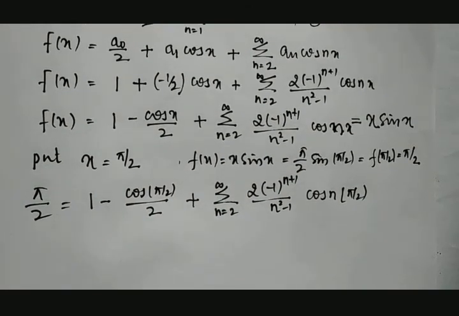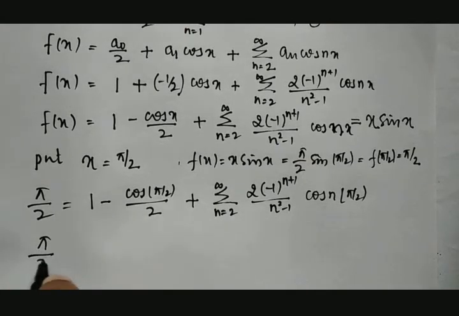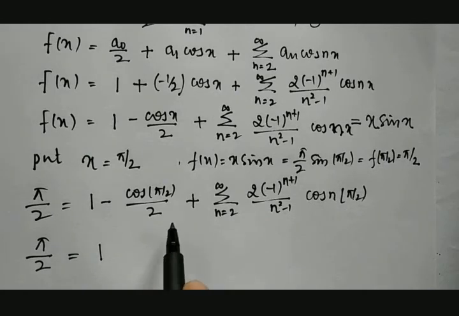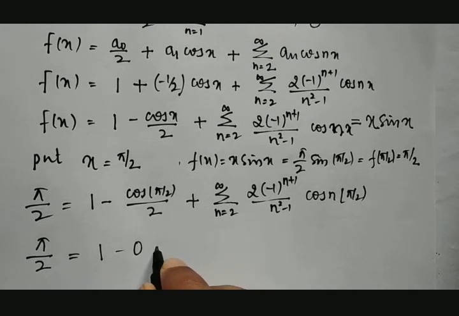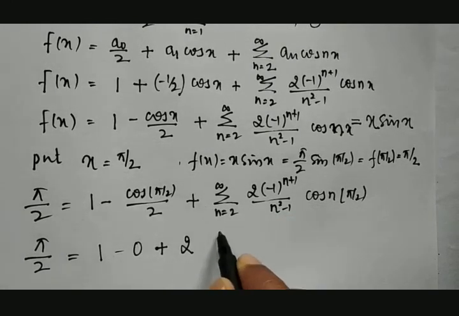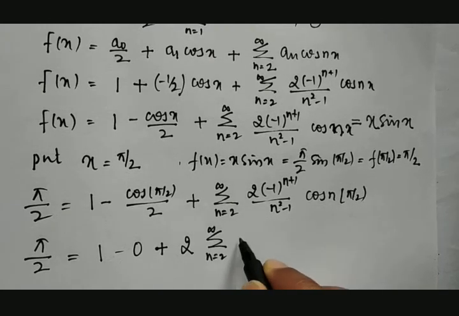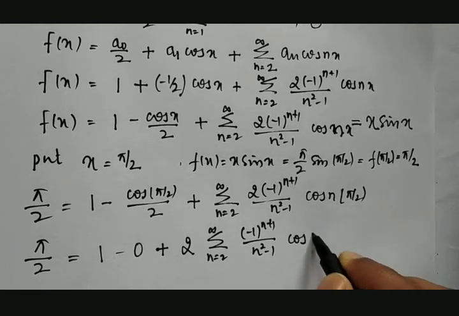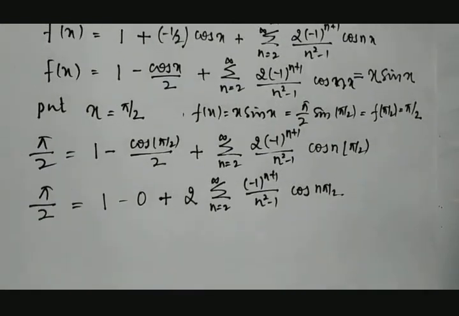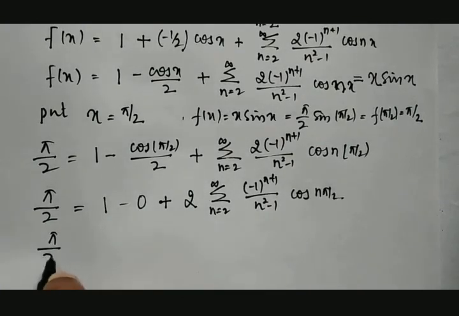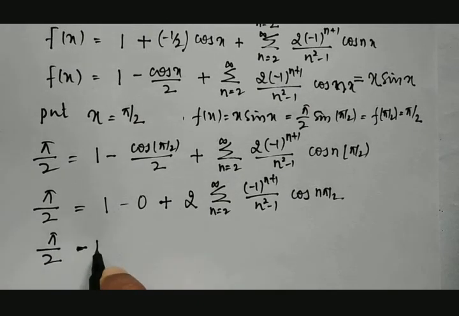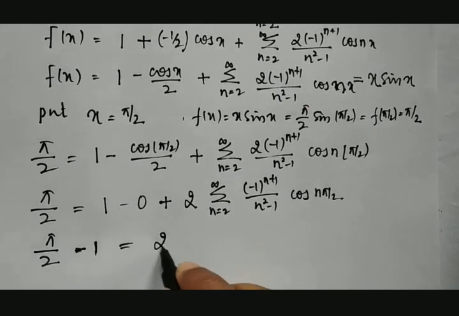Fine. Therefore, pi by 2 is equal to 1. What about this? Cos 90 degree. 0. Gone. Plus 2 will be taken as a constant. Then summation from n equal to 2 to infinity, minus 1 raised to n plus 1 divided by n square minus 1 into cos n pi by 2. This is equal to pi by 2, which is nothing but, I'll be taking this 1 to the other end, it becomes minus 1. Therefore, this is equal to 2 times.